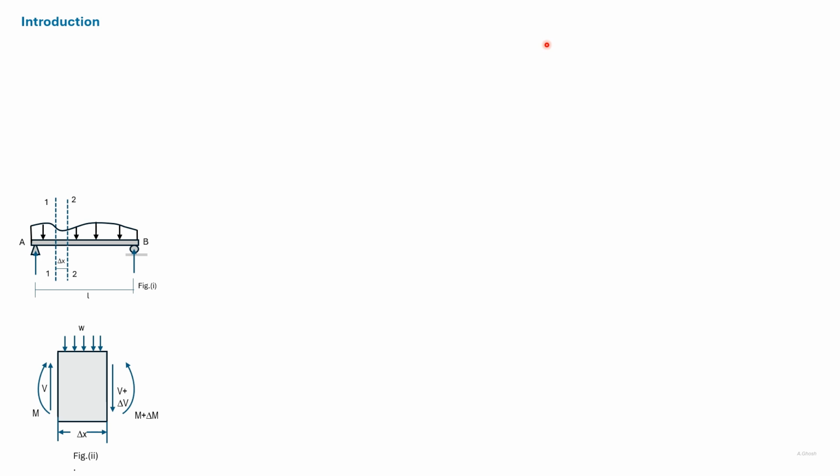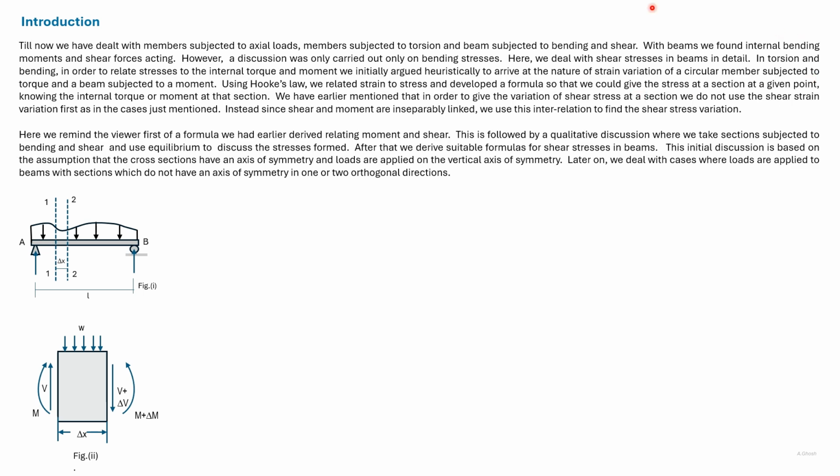Thus, in both cases, the variation of strain in a section perpendicular to the axis was found first. Then Hooke's law was used to find the variation of stresses. The stresses were linked to internal forces. Thus, we obtained the torsion formula and the flexure formula.